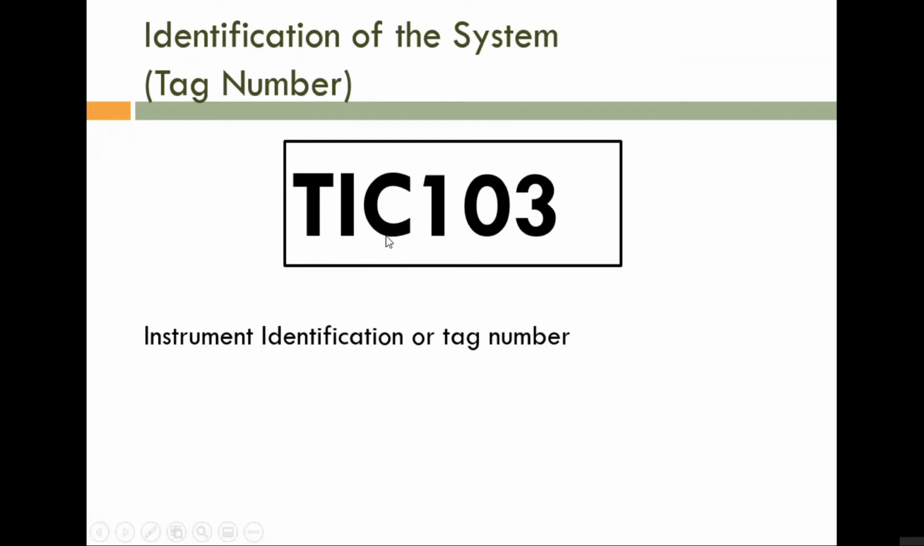In a tag number, you can see a minimum of 2 characters and a maximum of 5 characters. Similarly, you can see 3 numbers. In some situations, you can see some suffix followed by these 3 numbers. Nowadays, instead of 3 numbers, they are using 4 numbers because the number of instruments has increased. So what is the information carried by this tag number?